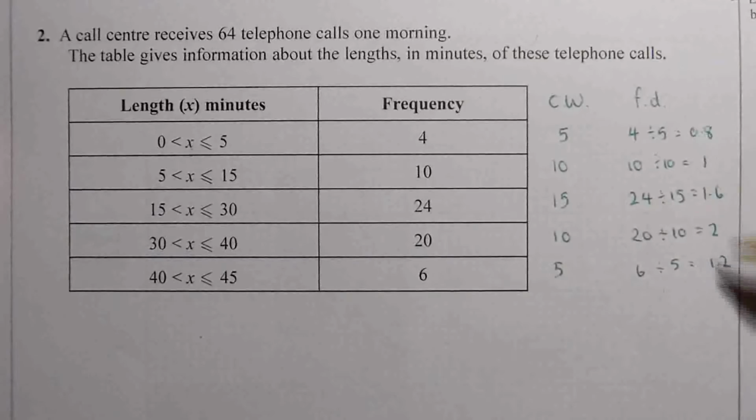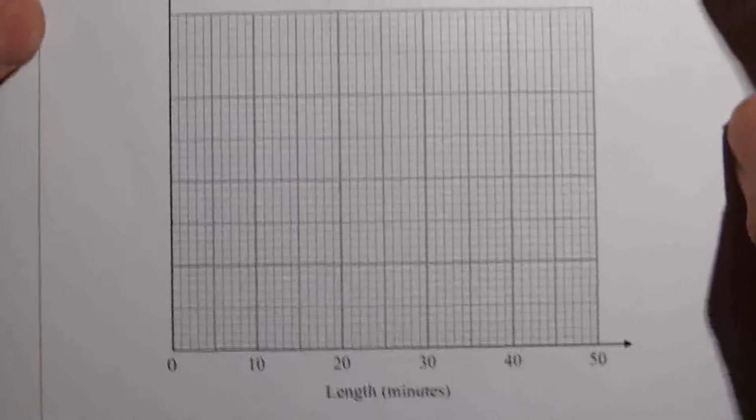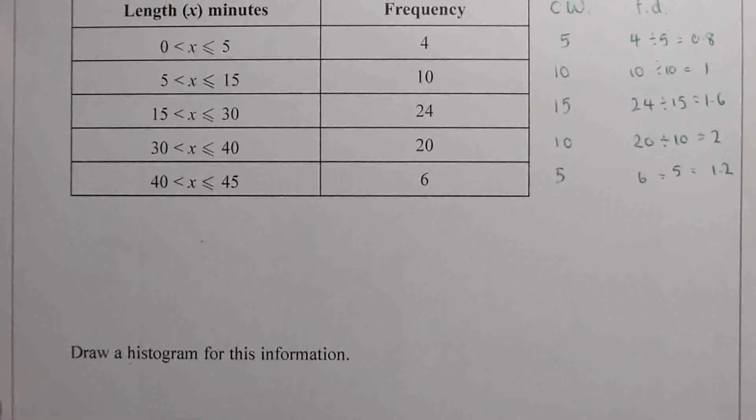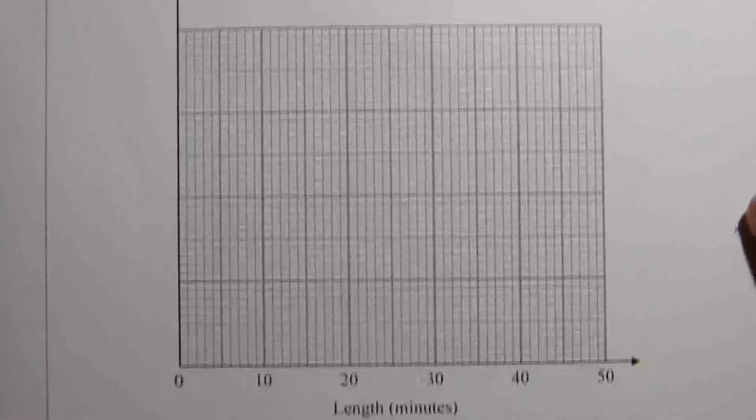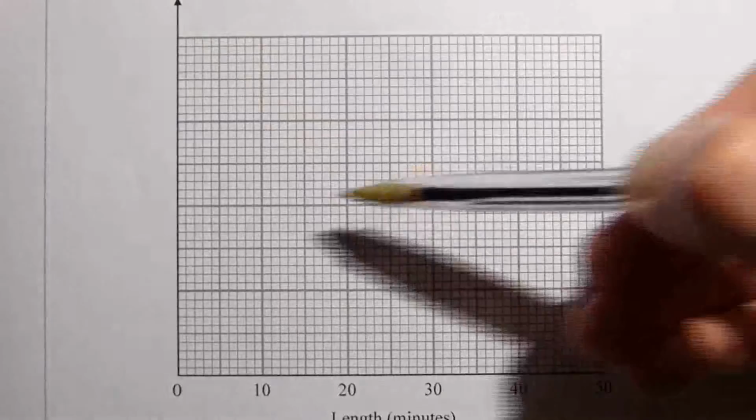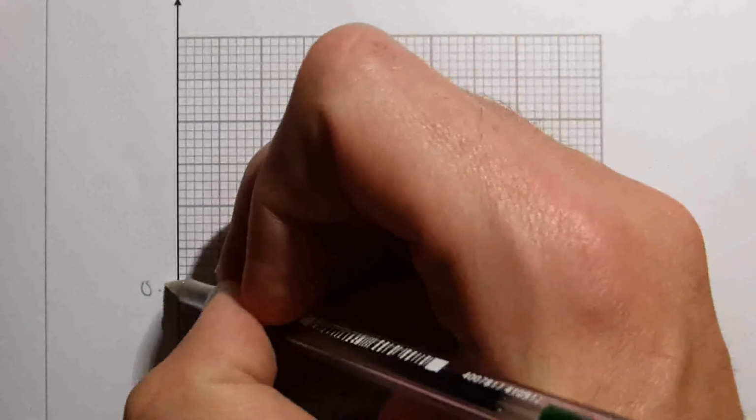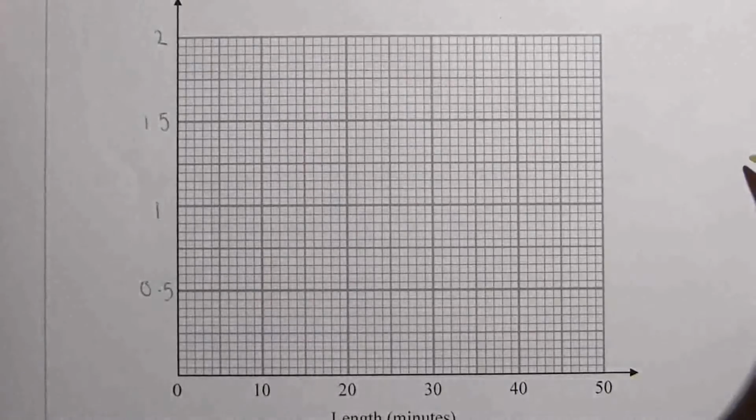The values that we've just worked out here are going to be the values that go up the y-axis on our graph. Now the biggest frequency density that we've got is 2, so we're going to need to make sure that we can get up to 2 on here. Now I've got 4 squares, so I'm going to go up in 0.5s. So 0.5, 1, 1.5, 2. And I'm going to label this axis frequency density.